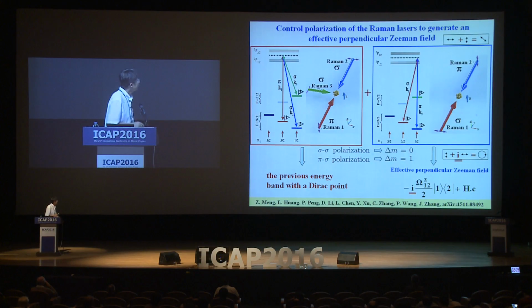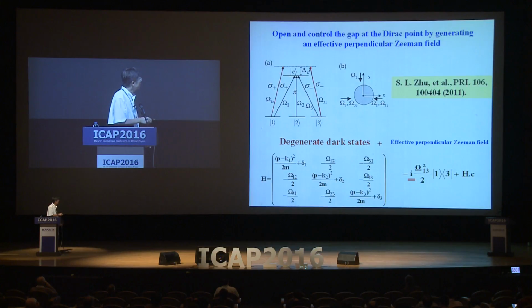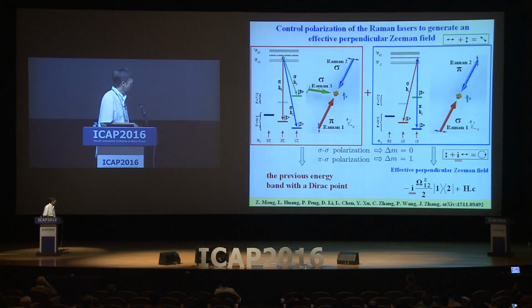Let me emphasize these schemes. This one is frequency non-degenerate, and polarization is degenerate. Our scheme is frequency degenerate, however, polarization non-degenerate, so it's easier to realize. That's for our experiment setup.